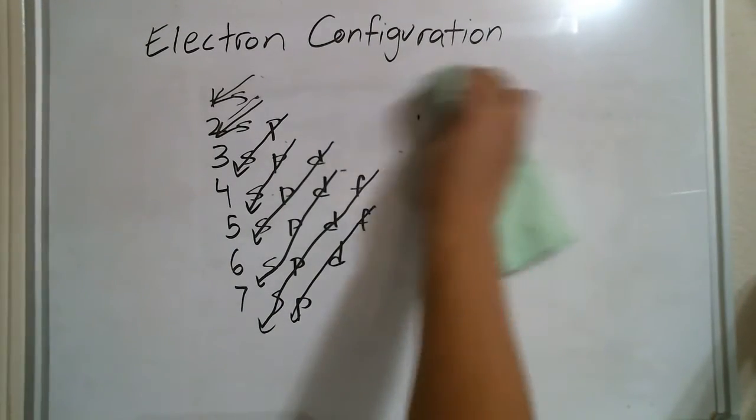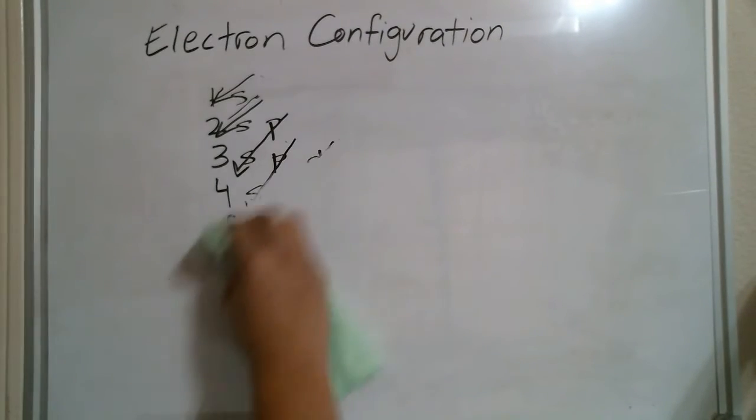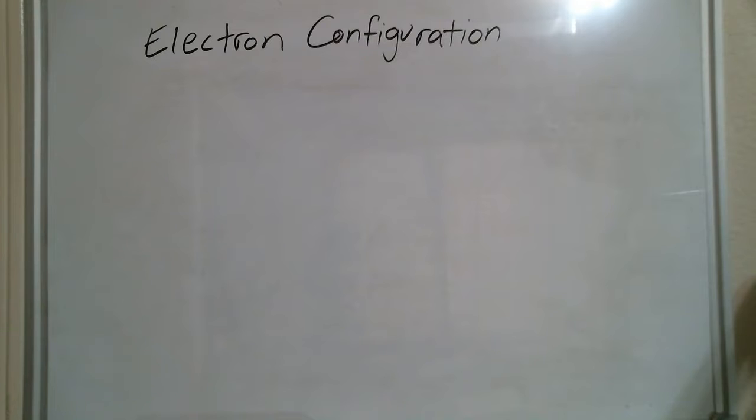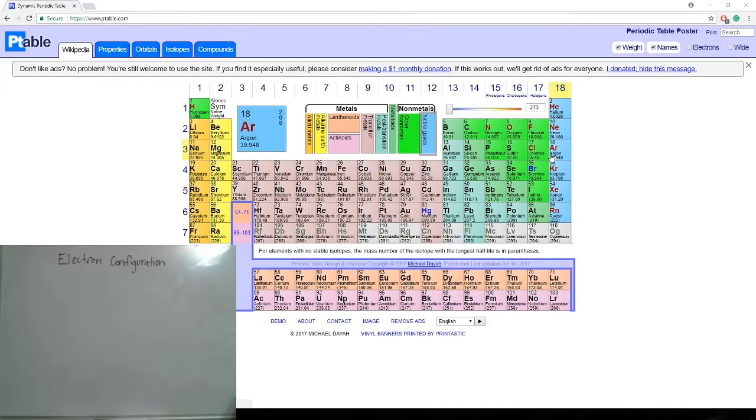Also, another trick that I've learned is using the periodic table. And it's pretty easy. So I'll bring up the periodic table. So here is the periodic table, and I'll tell you how I use the periodic table to figure out electron configuration.